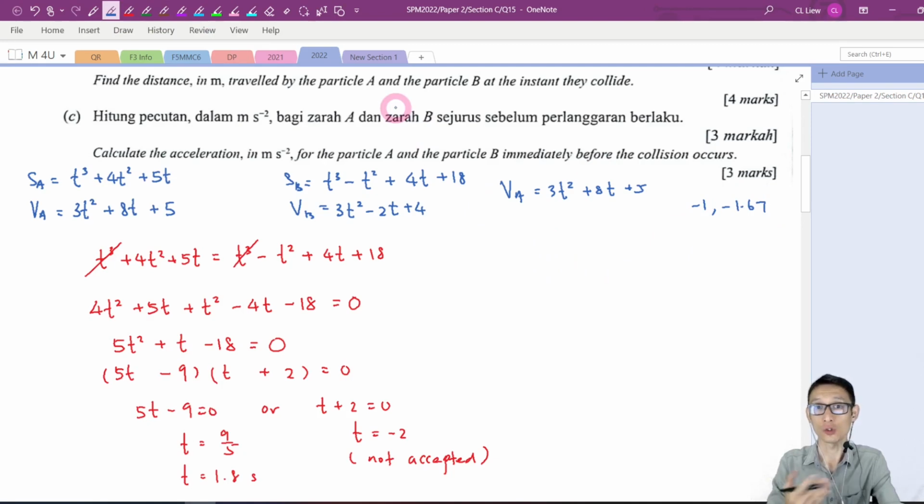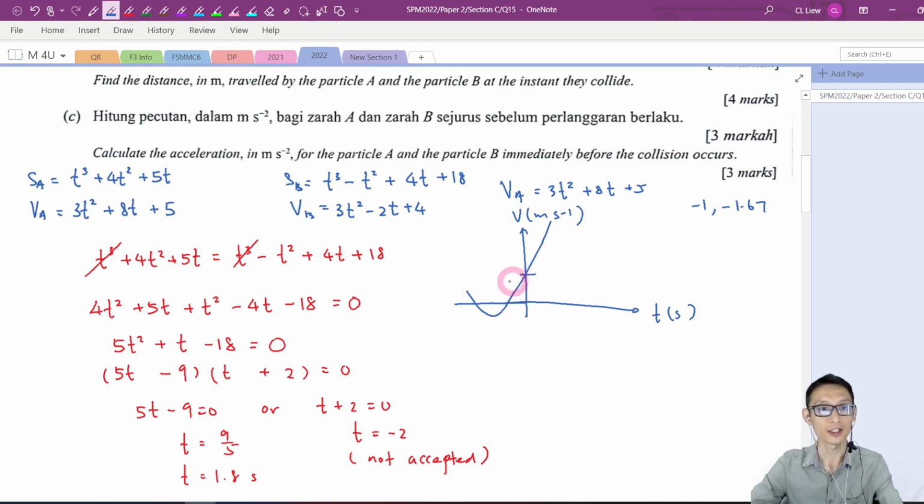But the question does not request you to sketch a graph. The sketching graph here is only to help us to know when the particles start to turn direction. Okay, this is 5, and this is negative 1.67. This is negative 1. But we are not interested in the left hand side, which is t equal to negative value, because t cannot be negative value, right? So we know that the particle will not turn direction.